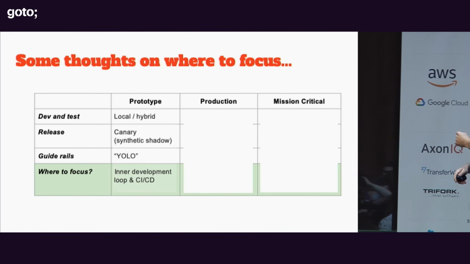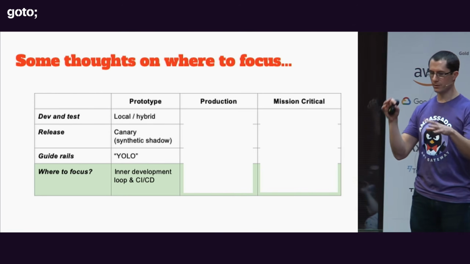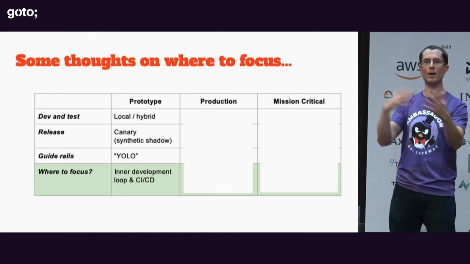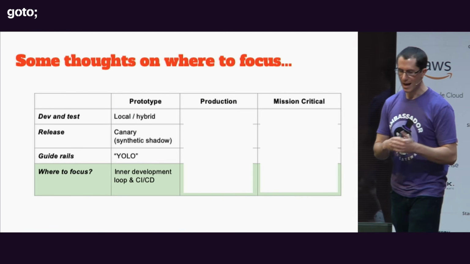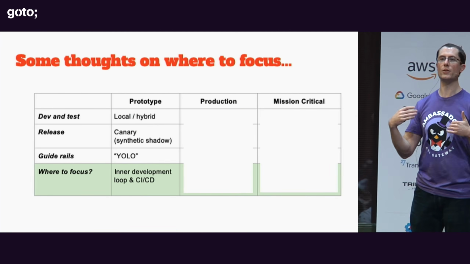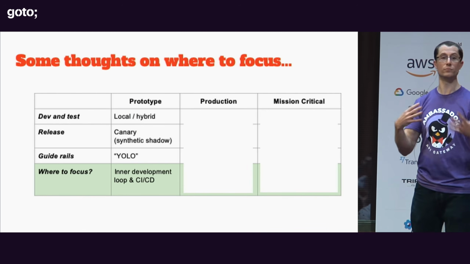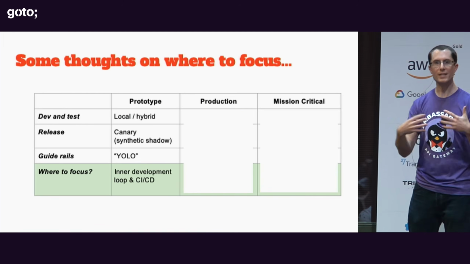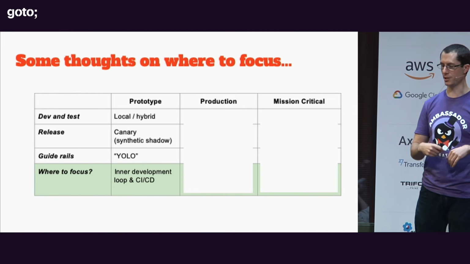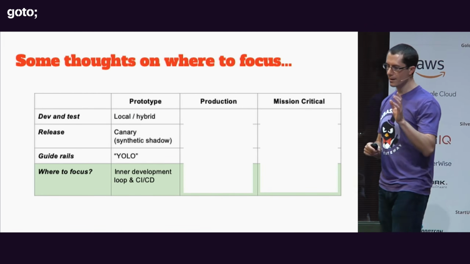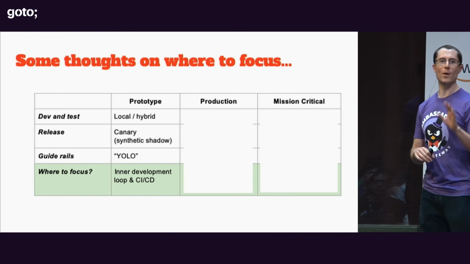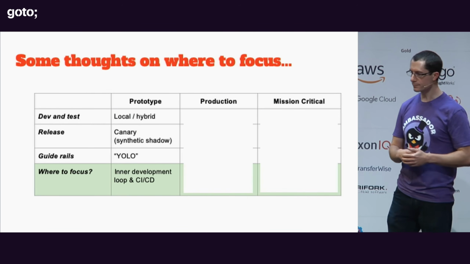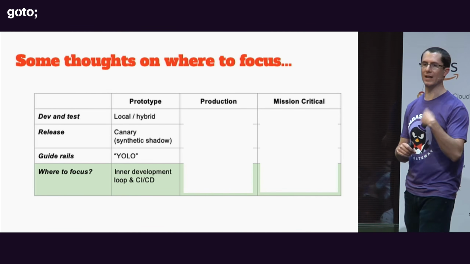If you're in the prototyping phase, do as much stuff locally as you can. Maybe use Telepresence and Squash to do some remote debugging in clusters, things like that. Canarying is really valuable, either with synthetic traffic or, if you've got some early customers, roll out new features gradually, see if the users enjoy those new features, see if they work. Guide rails, I say YOLO. You only live once. Don't worry about guide rails at this stage. Just make it easy to do the right thing, but you really want to focus on that inner development loop.